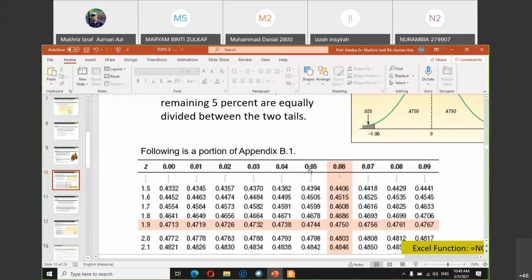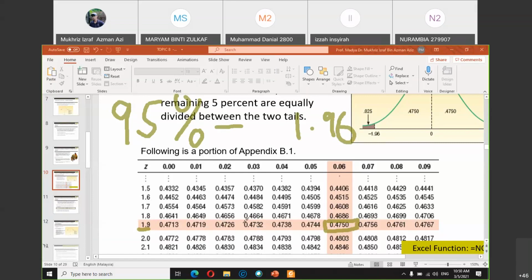So first let me show how you get 1.96 to be the 95% CI value. If you look at here, 1.96 equals 0.475. Just now we mentioned the 95% confidence interval. If you are using the Z distribution, the Z value will be 1.96. So how do you get 1.96?